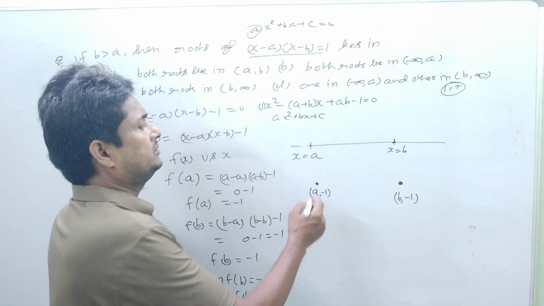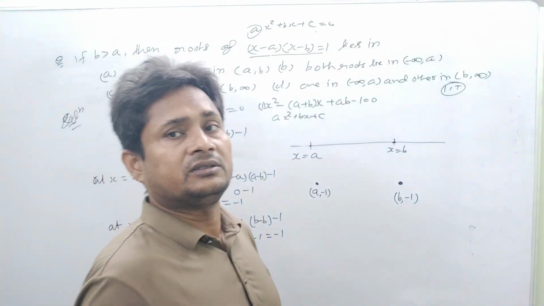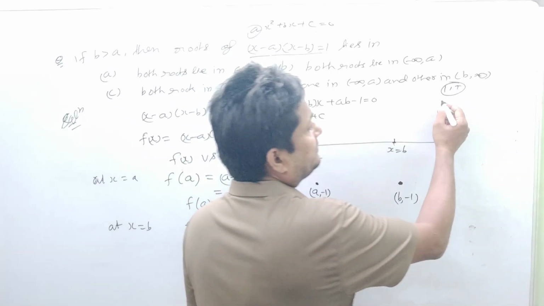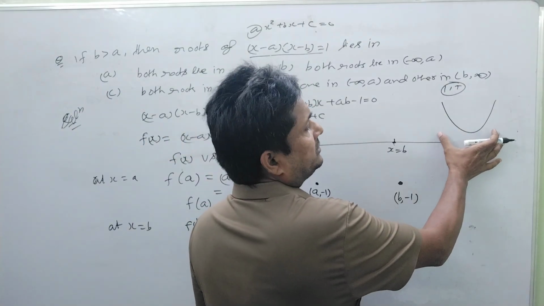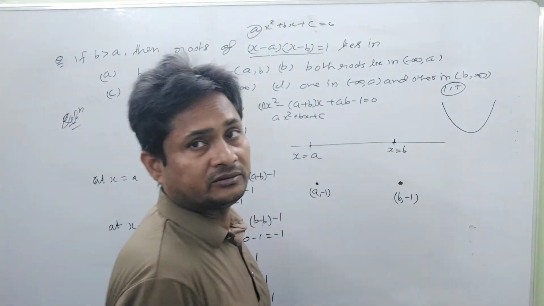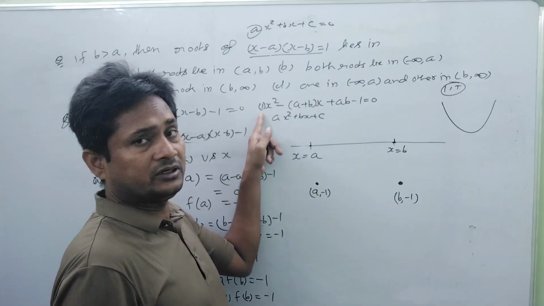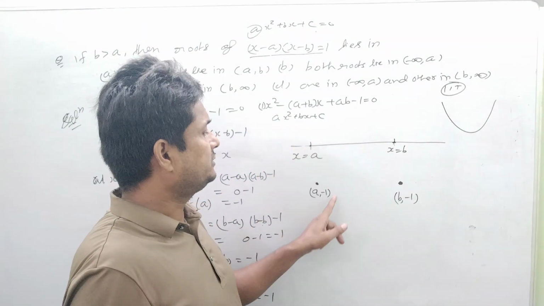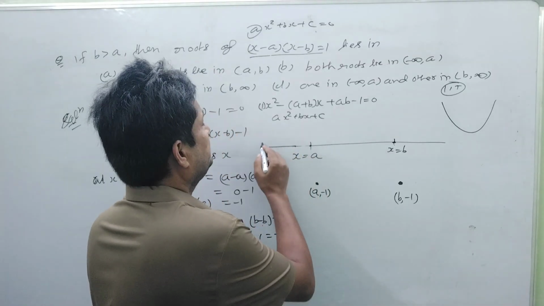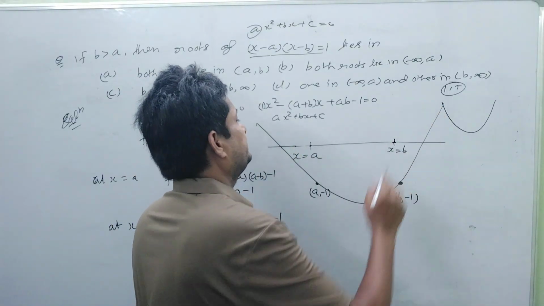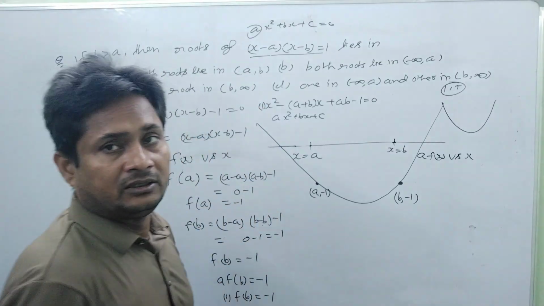Now draw the graph. These are the two values and both are giving the same value. Any parabolic graph is always symmetric with respect to its axis. Here the graph is an upward parabola, because the coefficient of x square is 1, and it gives the same value at both points. That means the graph will be symmetric about these two points, so the graph of a times f(x) versus x will pass like this.